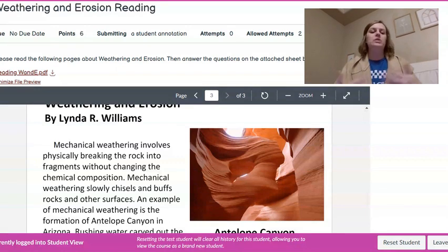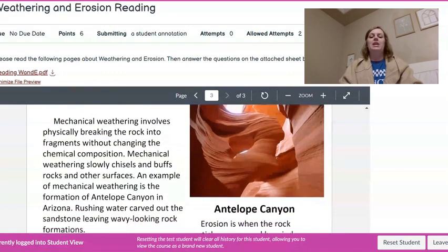It's not just about paper though. So if we take a rock and use a hammer, break the rock in half, we've still got two rocks. We haven't changed what kind of rock they are. They're just smaller pieces. So that's what mechanical is. Mechanical weathering slowly chisels and buffs rocks and other surfaces. An example of mechanical weathering is the formation of Antelope Canyon in Arizona.